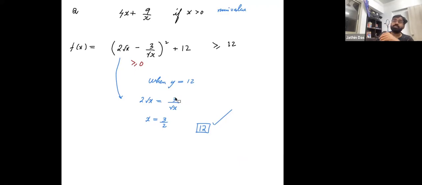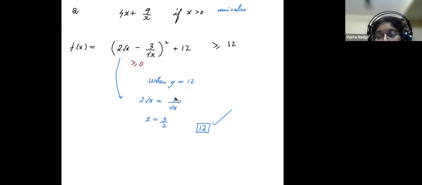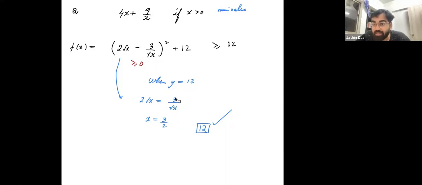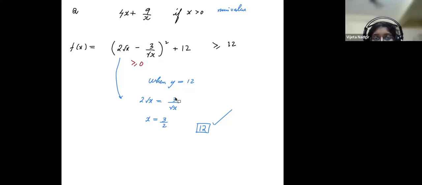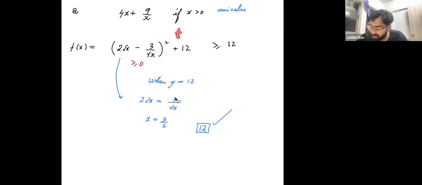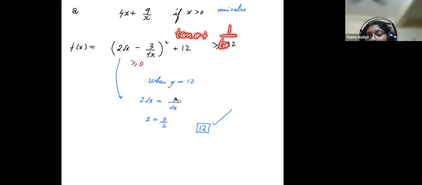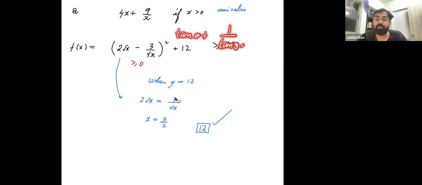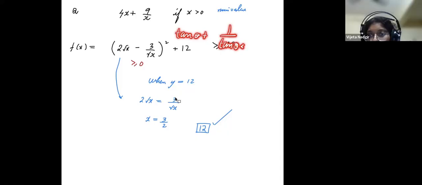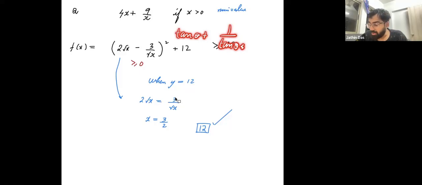So I'm asking you, what is the minimum value of tan theta plus cot theta in the first quadrant? 2. Correct. Because tan theta, you can write it in this form: tan theta plus 1 by tan theta. It is in x plus 1 by x format. And both are positive. Why? I defined it in the first quadrant. Or first or third quadrant, whatever. So this is always greater than or equal to 2.